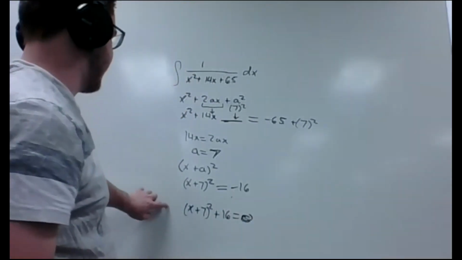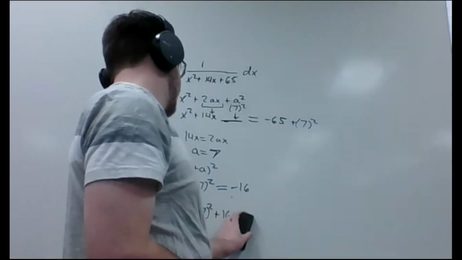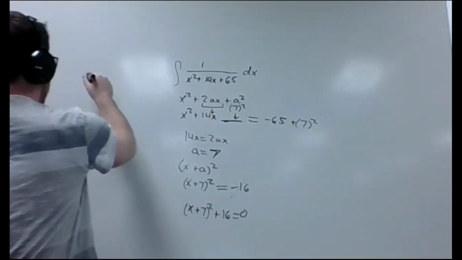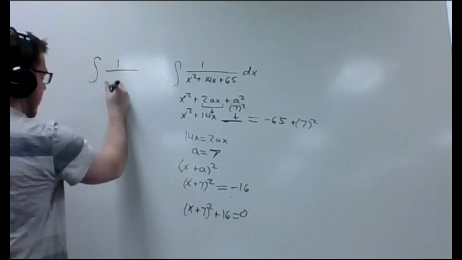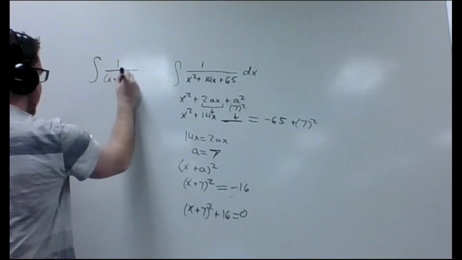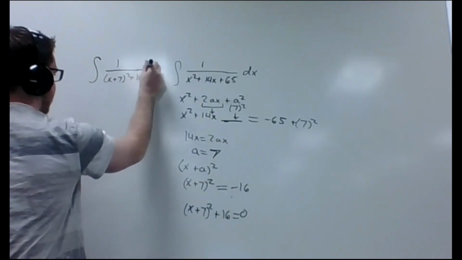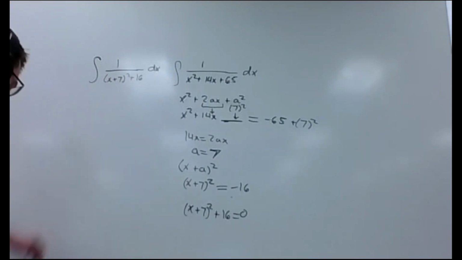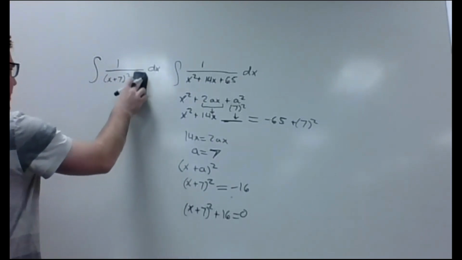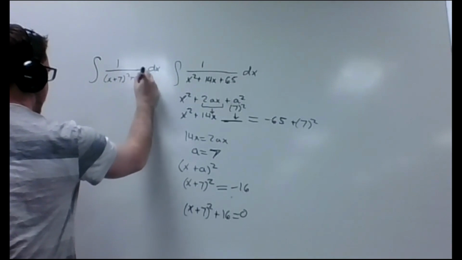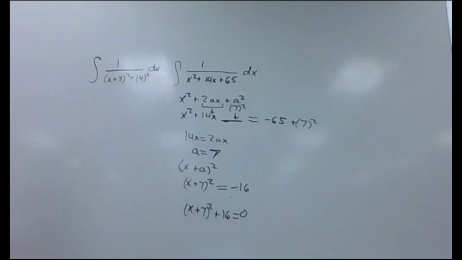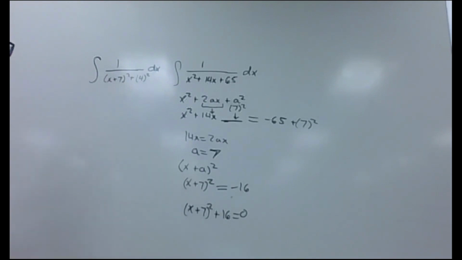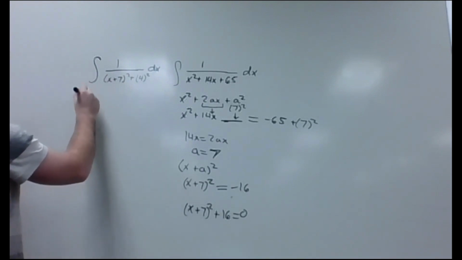So now that we have this in a better form, we can replug it into our integral up here. So we have the integral of 1 over x plus 7 squared plus 16. And we'll rewrite the 16 as 4 squared. And this is inverse tangent.